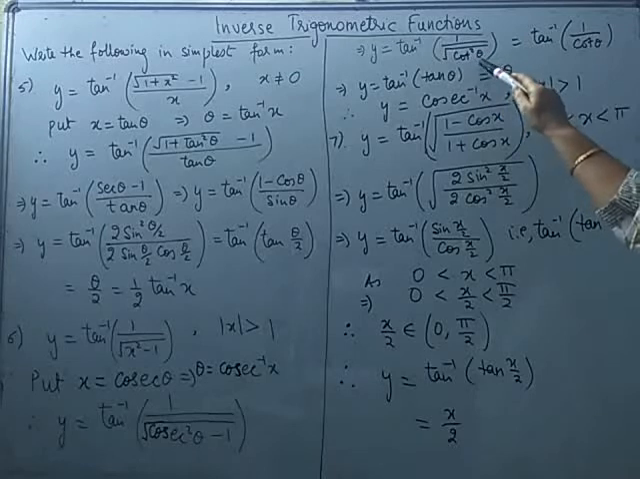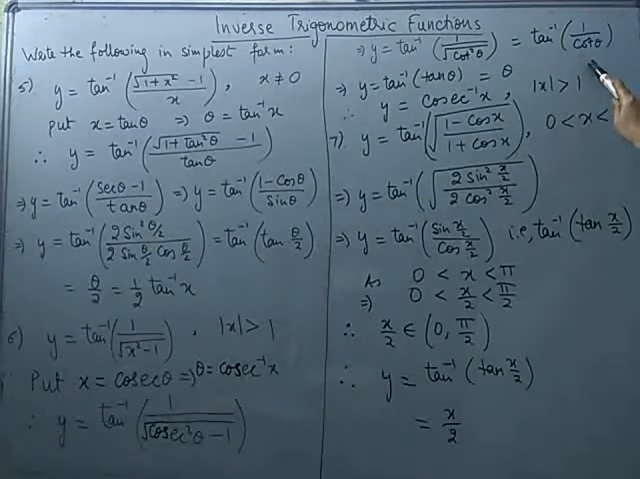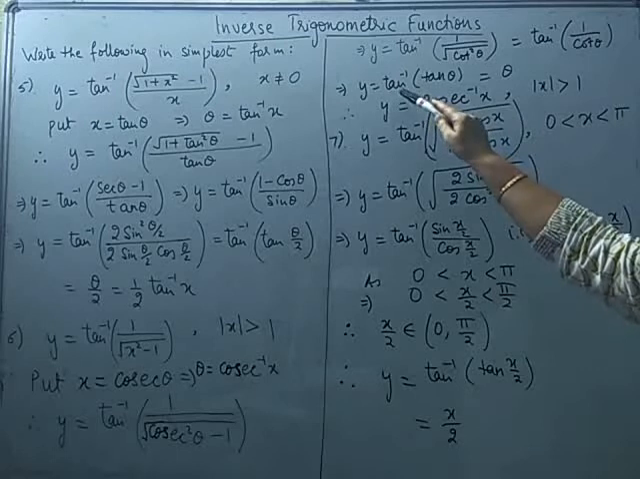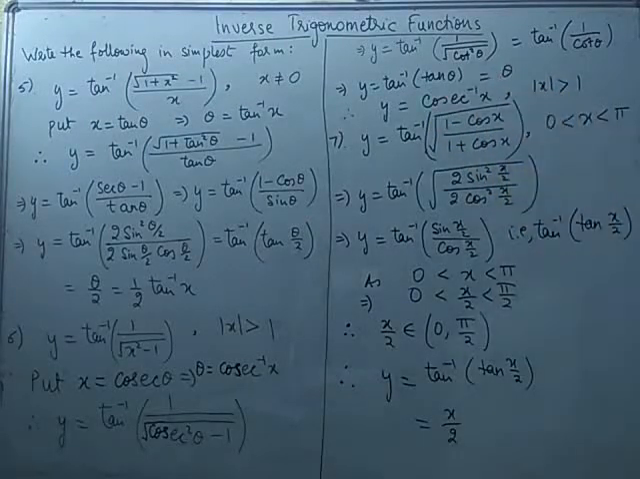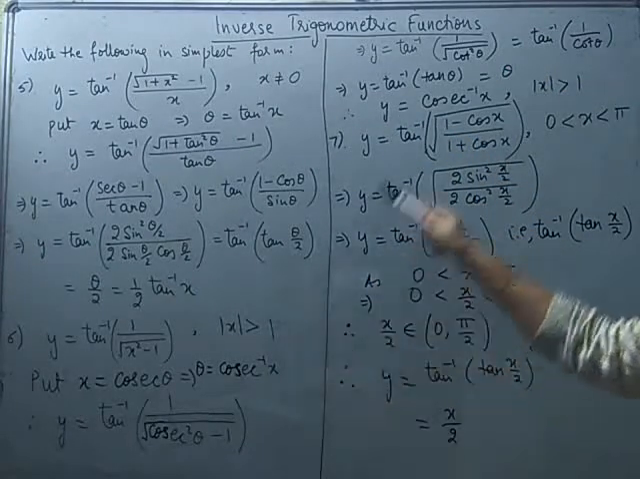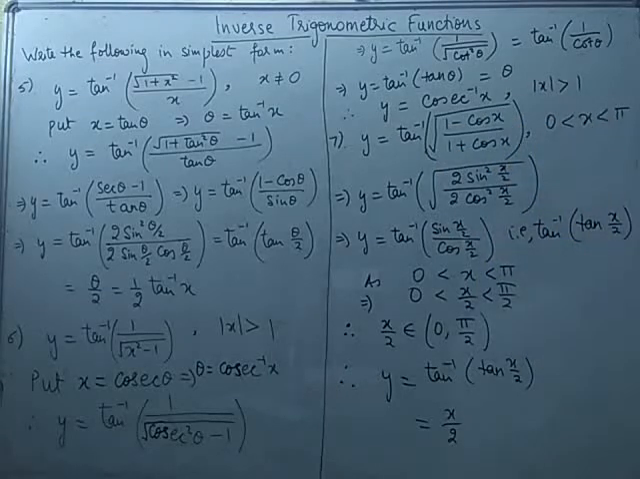Again, this is a perfect square and we have to take the square root. So y reduces to tan inverse of 1 over cot theta. You can replace 1 over cot theta by tan theta, and it is now in the form tan inverse tan theta, which can be written as theta. So what is y now? Theta is cosec inverse x. So y is cosec inverse x, where mod of x is greater than 1.